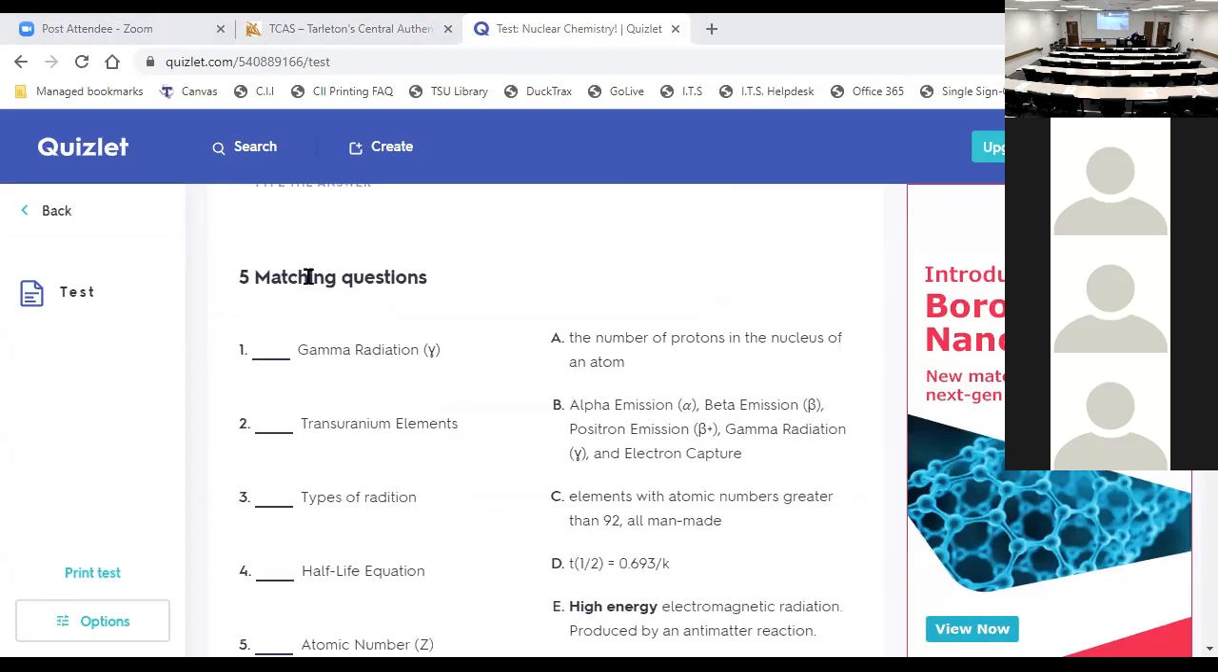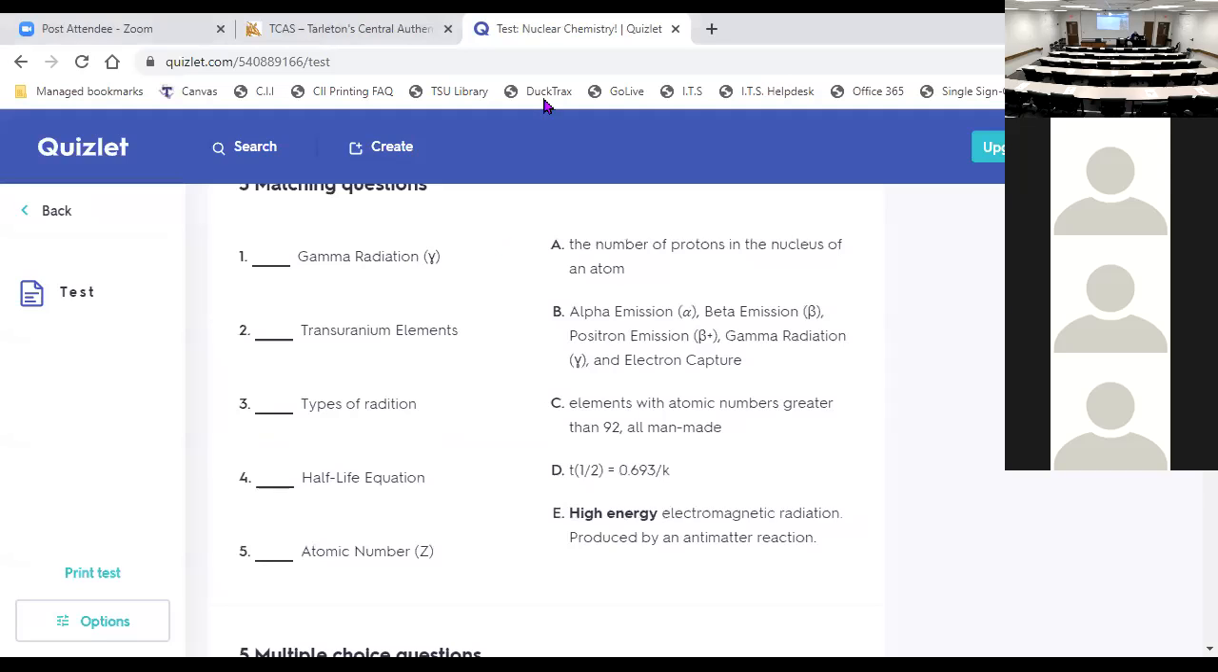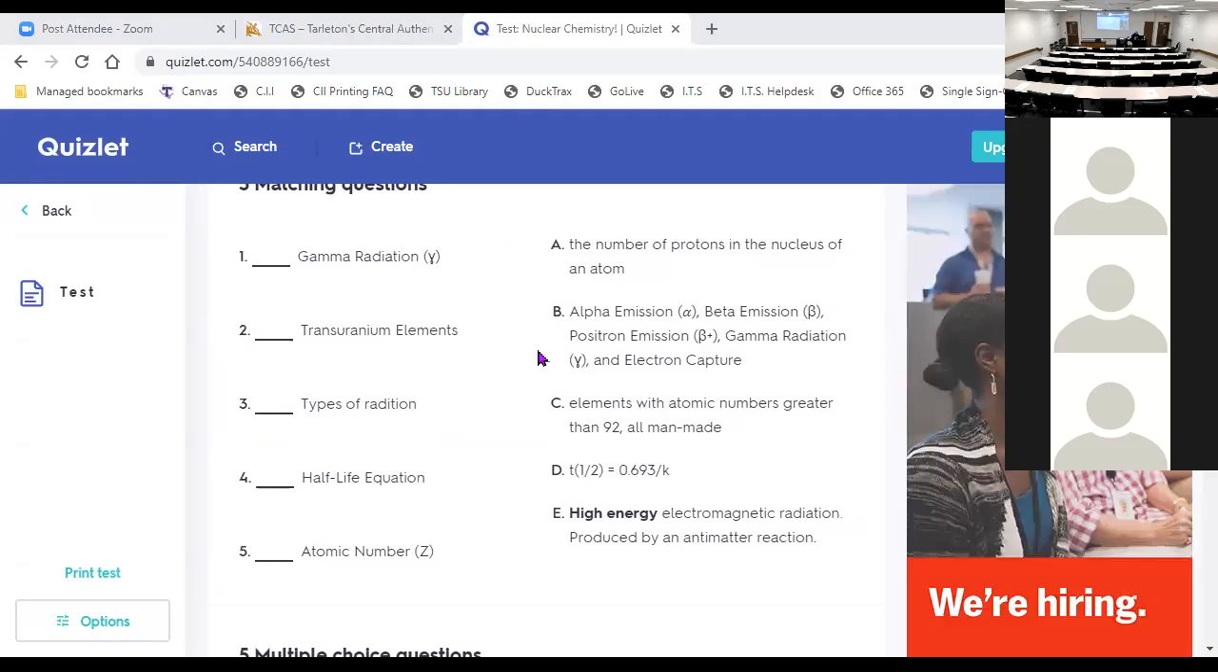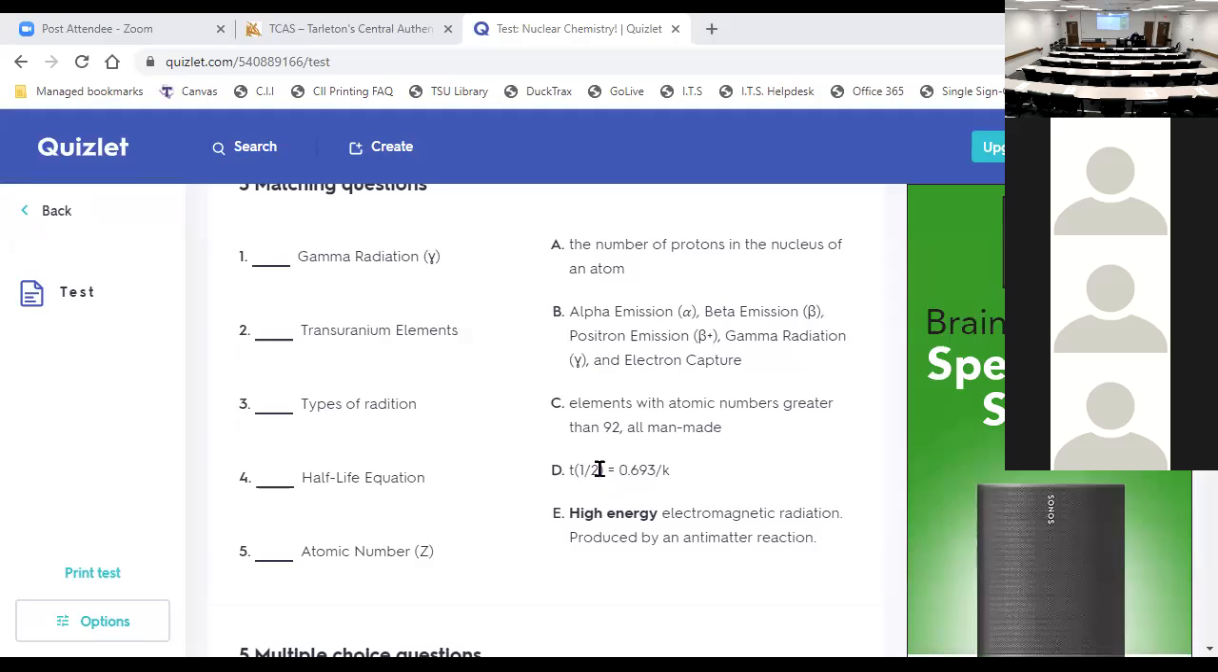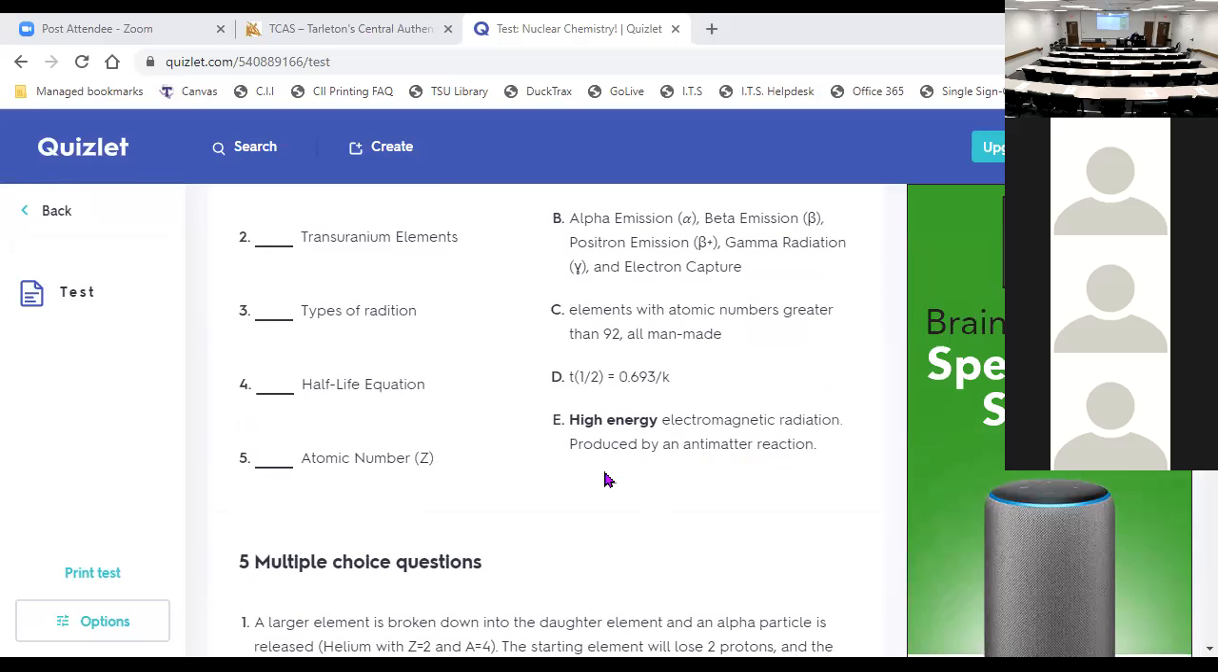Okay, so that's all of the fill in the blank answers. So let's move on to the matching questions. We have the terms gamma radiation, transuranium elements, types of radiation, the half-life equation, and the atomic number, which is labeled as a Z. Looking at the definitions, we have the number of protons in the nucleus of an atom, alpha emission, beta emission, positron emission, gamma radiation, and electron capture. Elements with atomic numbers greater than 92, they're all man-made. And the half-life, or T 1/2, that's supposed to be a subscript, but Quizlet doesn't really like exponents or subscripts. And then high energy electromagnetic radiation produced by an antimatter reaction.